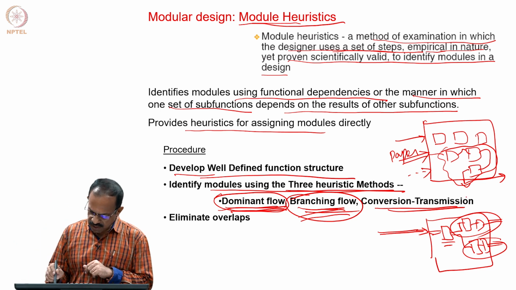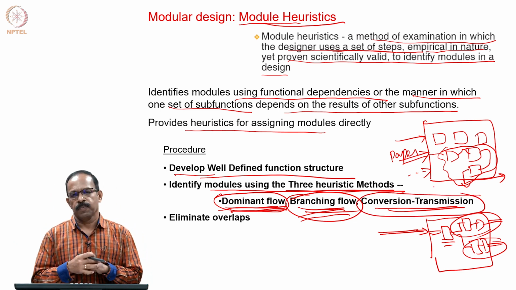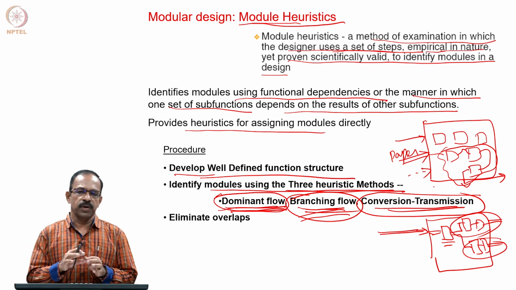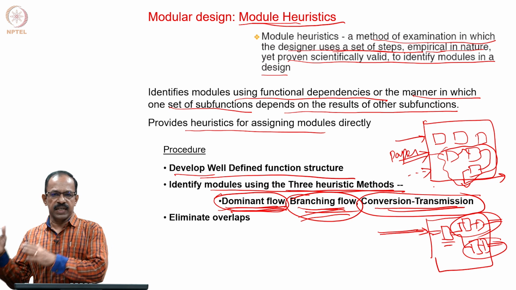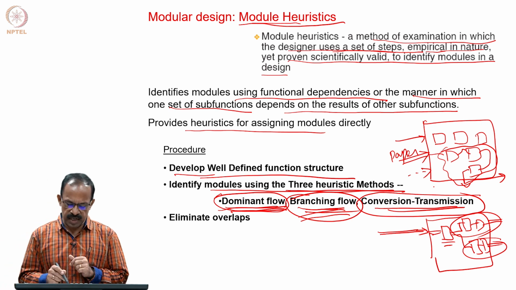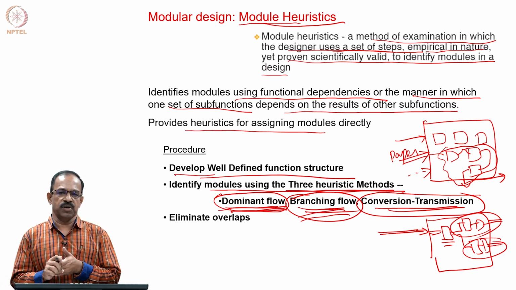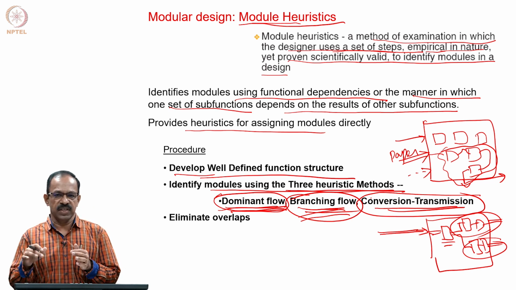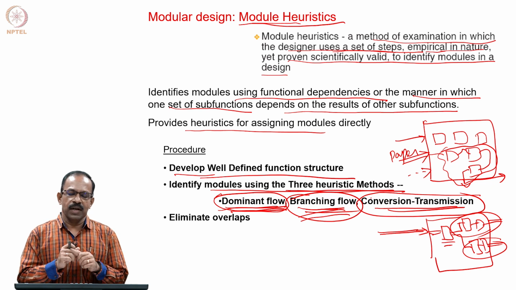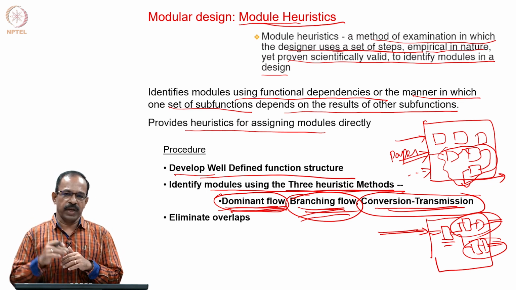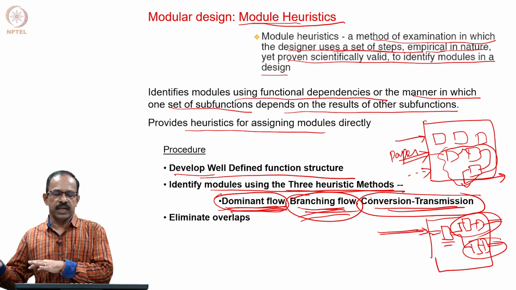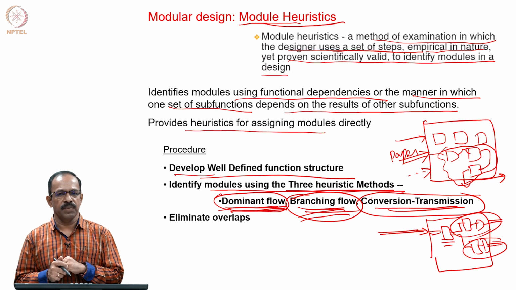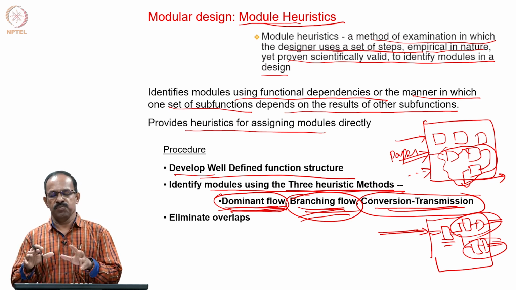Then the third one is known as the conversion transmission. As the name suggests, whenever there is a conversion of a flow into something else and it is getting transmitted, then we can take that as a module. So, for example, when electricity is coming into the product, after some time it may get converted to mechanical energy, and then it will get transmitted by some means to some other function block. So, we put this conversion and transmission as a module.